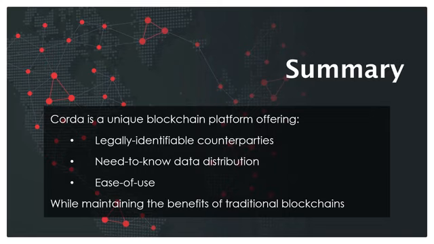Well, this brings us to the end of our Corda Bootcamp, and hopefully you've learned a lot about how Corda differs from traditional blockchain applications. It allows digital assets to be traded and legal agreements to be struck between legally identifiable counterparties rather than anonymous public keys. It also distributes data on a need-to-know basis rather than sharing confidential information with the entire network. Corda integrates with existing tooling and provides a flow framework to easily automate complex business processes.